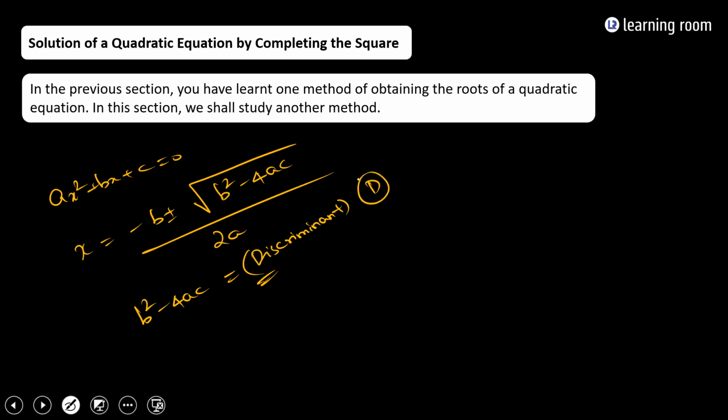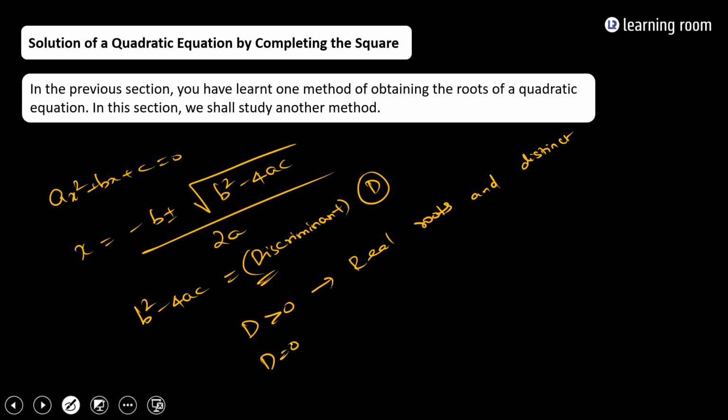Discriminant is represented by the symbol capital D. If capital D is greater than 0, then what will happen? There will be real roots, and they will be distinct roots.